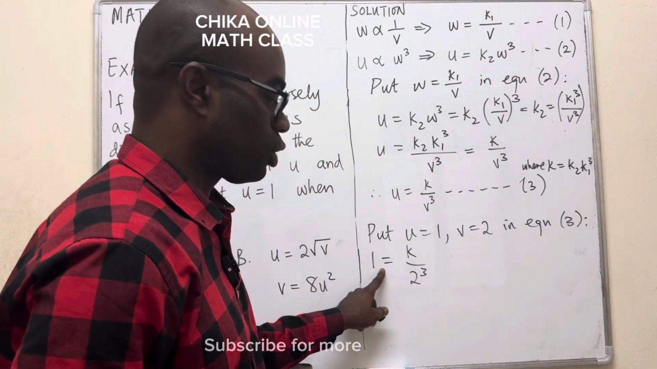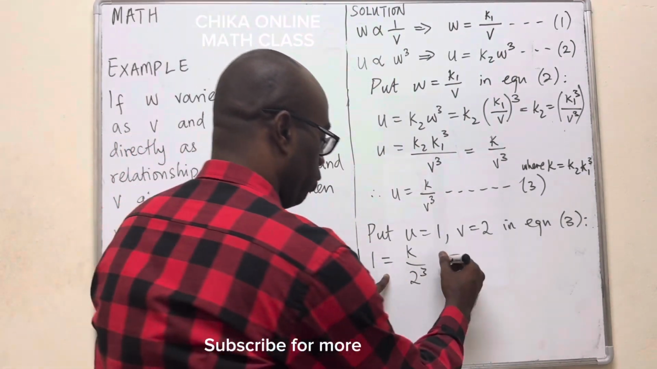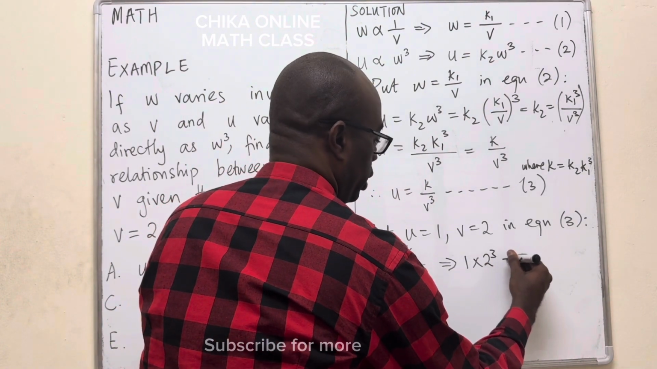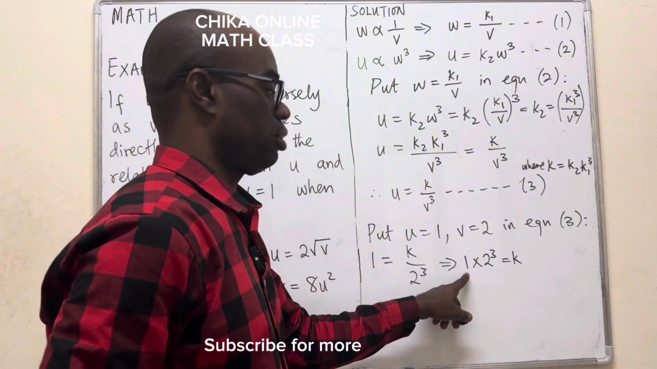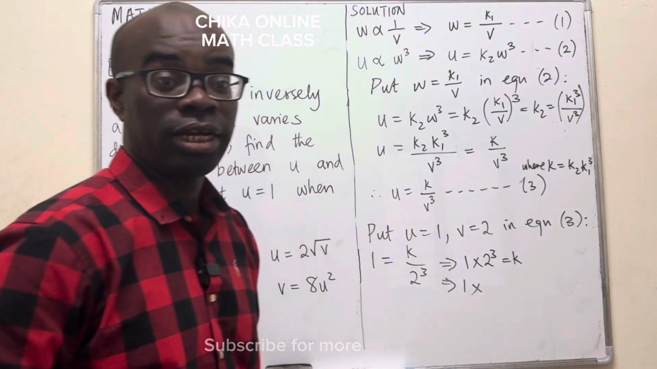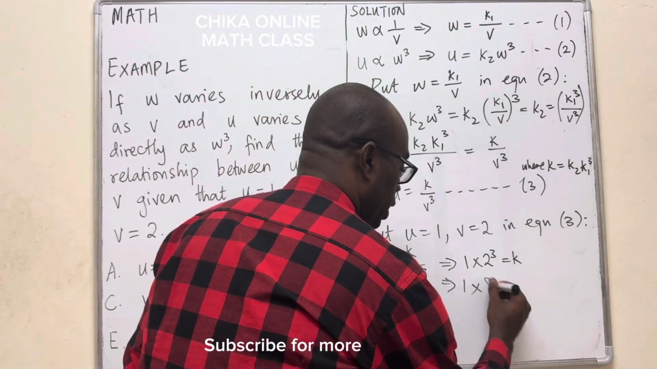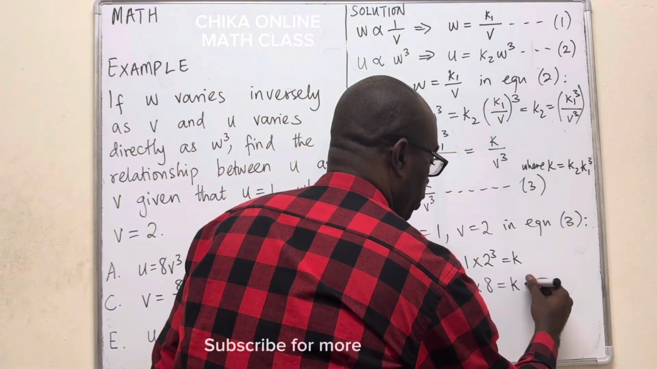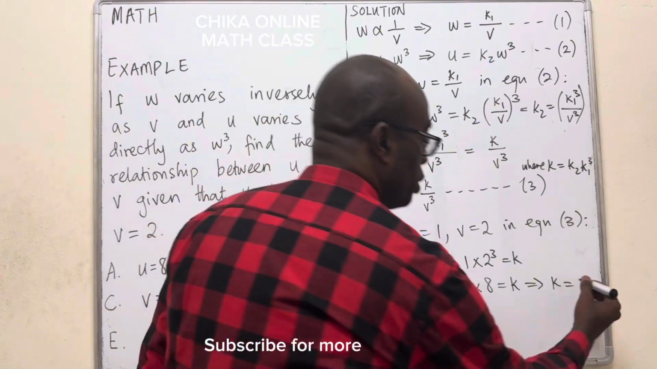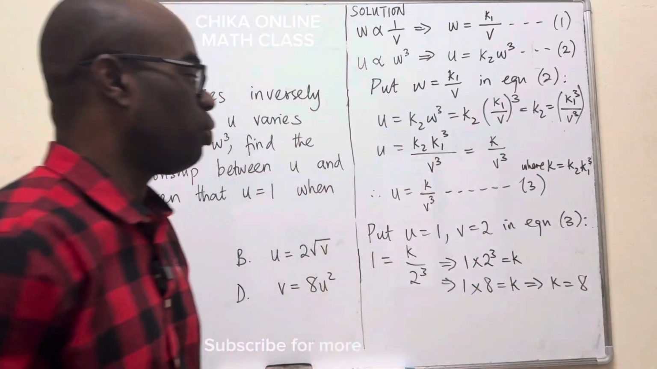Okay, so if you cross multiply here, you have 1 times 2 raised to power 3 equals k. What is 2 raised to power 3? 8. So 1 times 8 equals k. What is 1 times 8? It is 8. Okay, so k is equal to 8.